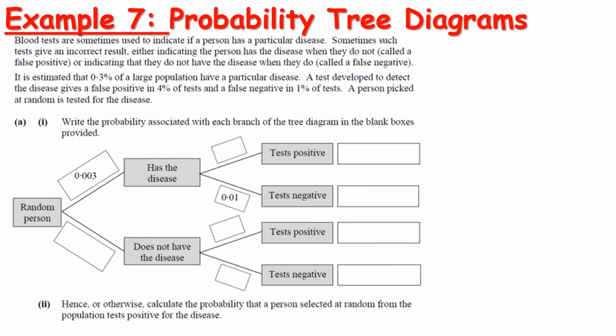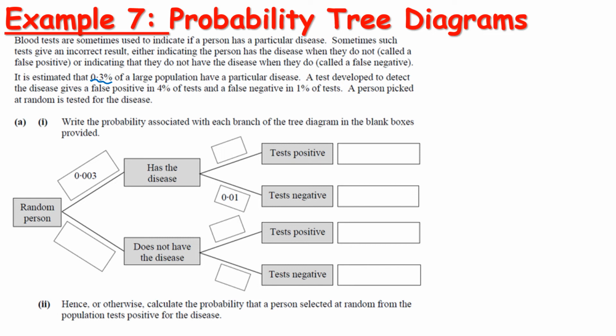Example 4.7, probability tree diagrams. Blood tests are sometimes used to indicate if a person has a particular disease. Sometimes such tests give an incorrect result, either indicating the person has the disease when they do not, that's called a false positive, or indicating that they do not have the disease when they do, which is called a false negative. It is estimated that 0.3% of a large population have a particular disease.